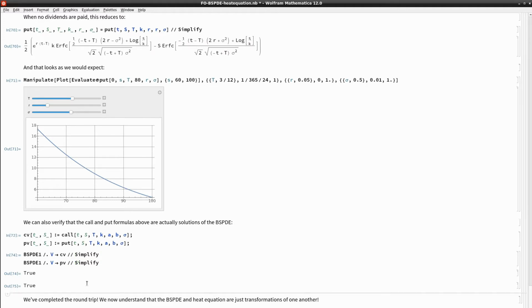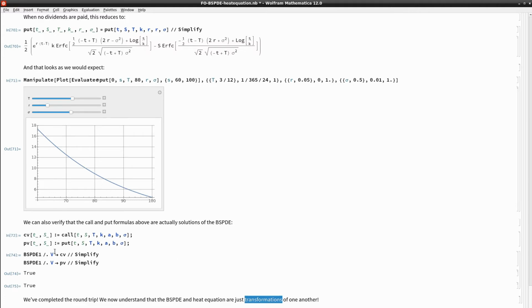So the equation is valid. Okay, so we completed the round trip. We're done now. And we now understand that the BSPDE and the heat equation are just transformations of one another. We need several substitutions, but as long as we keep track of them, we are able to transform one into the other. We can do a complete round trip.